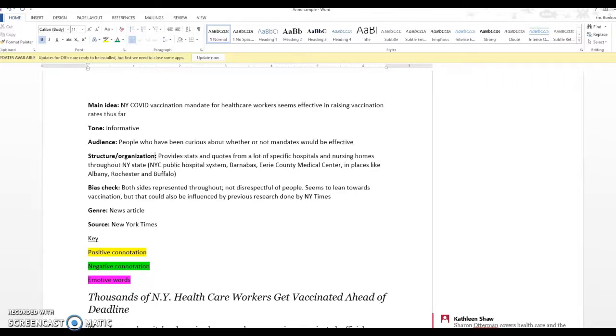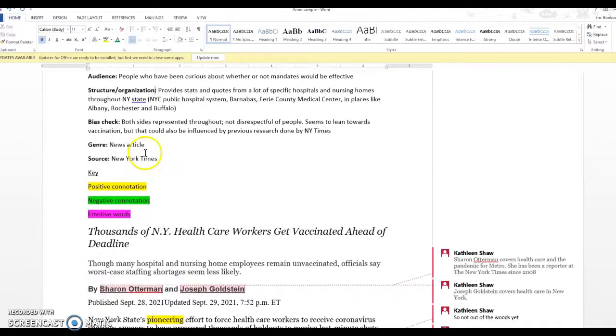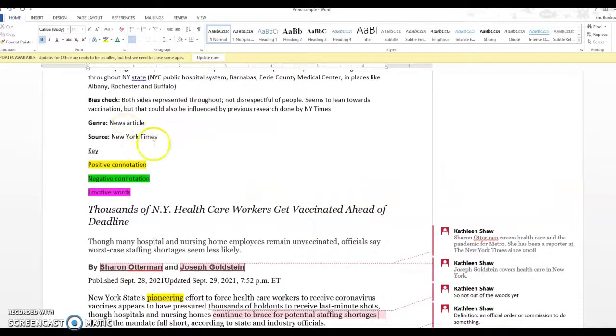Organization. So the way that this article is organized is that it goes over different specific hospitals in different areas of New York and gives statistics and does interviews within those particular hospitals, kind of one by one. Bias check. So I went through and saw, okay, was this biased? Was this not? And genre, what type of article is it? Where did it come from?